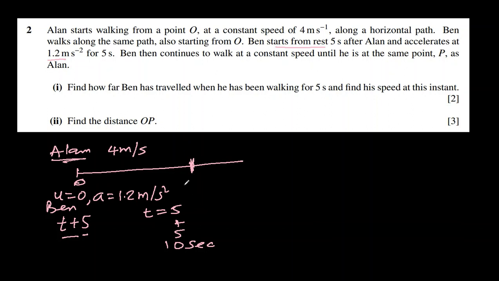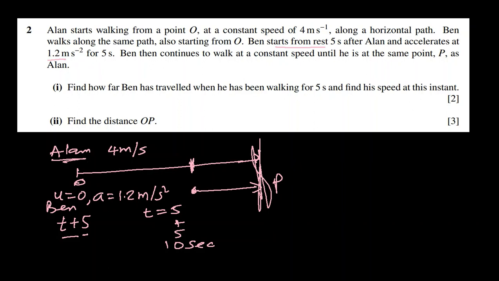So whatever speed is gained by Ben here, the same speed is maintained after this, until he is at the same point P as Alan. So they walk forward and they meet at the same point P. From O, they started at different times, but at P, they reached at the same point.